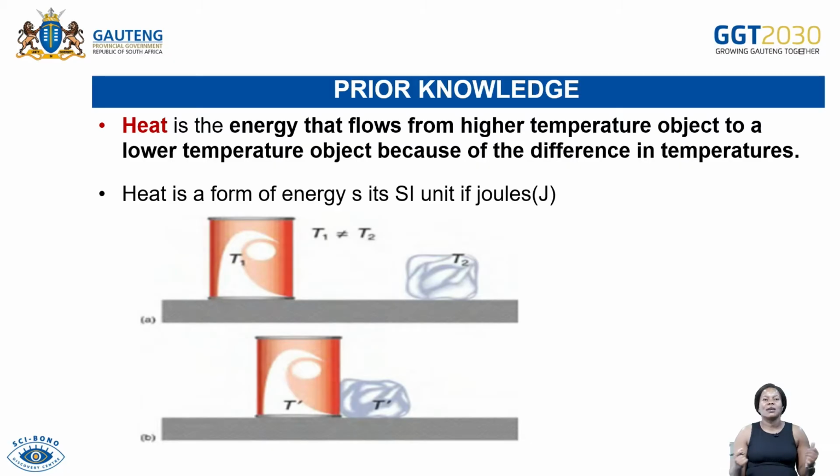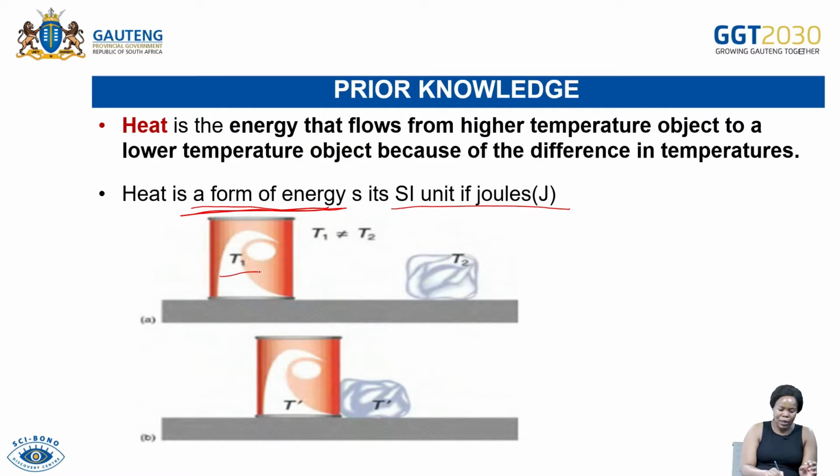Okay, so there is a typical example here of how heat is able to flow from one object to another. But before we even explore that, we have to know that heat is a form of energy. That is very important. It is a form of energy, and its SI unit is the joule.